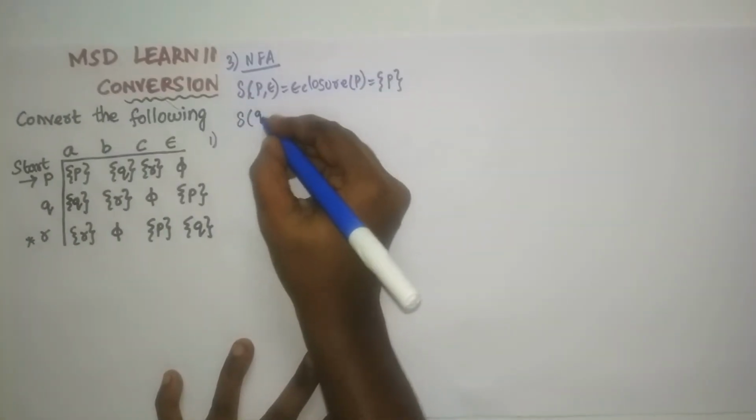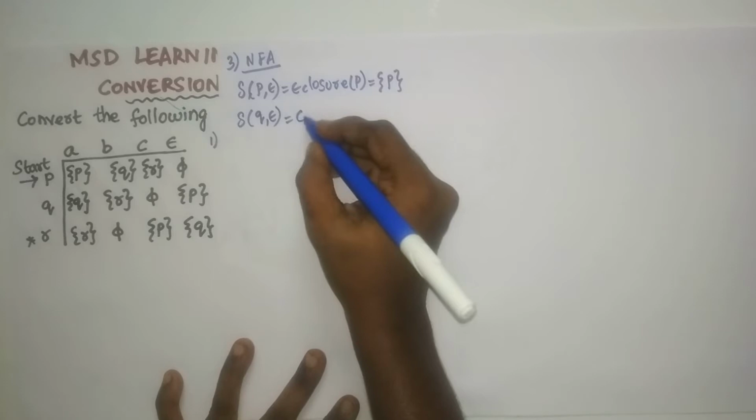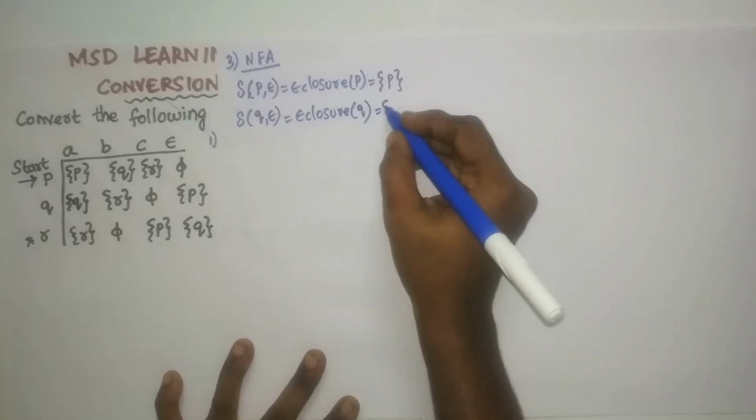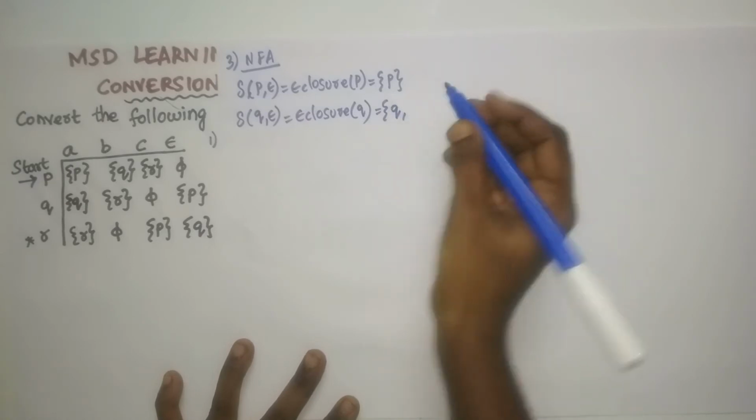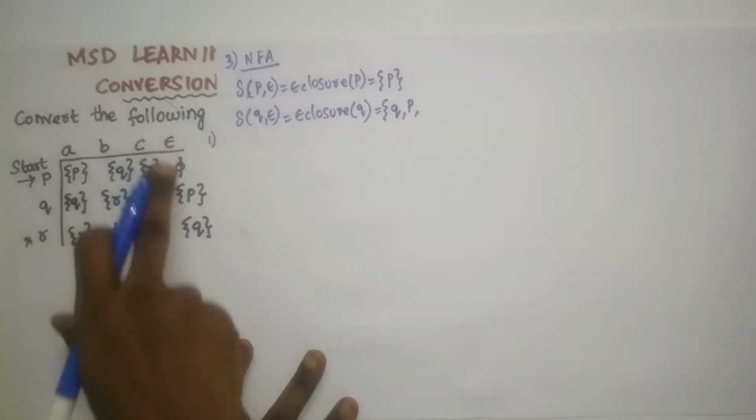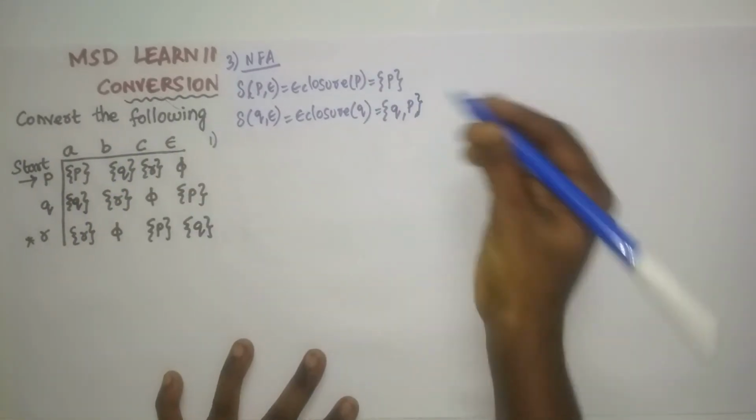Now delta of Q comma epsilon is the epsilon closure of Q. Epsilon closure of Q is: first insert Q, then Q on epsilon goes to P, again P on epsilon goes to null. So with this it is closed.